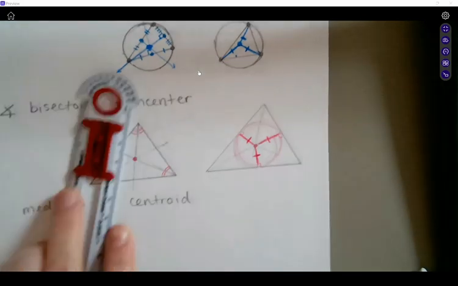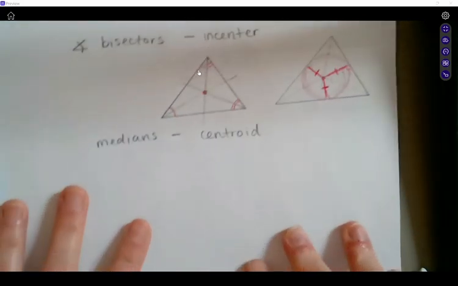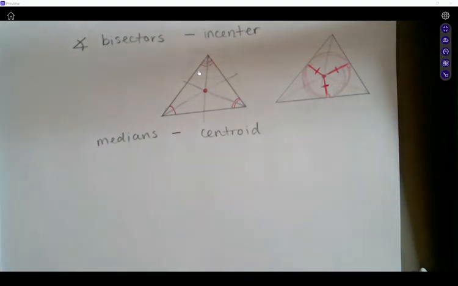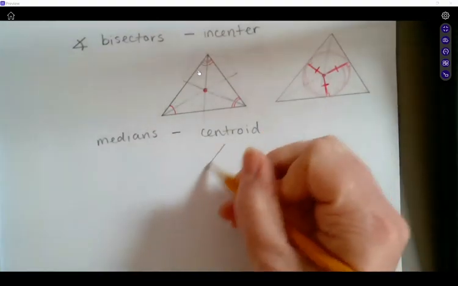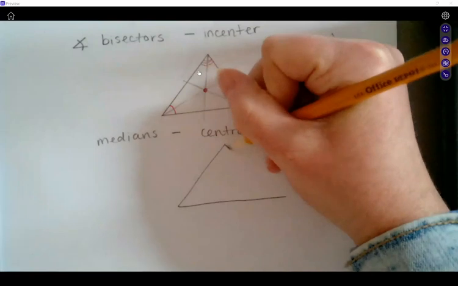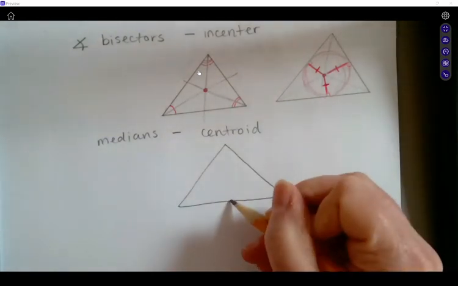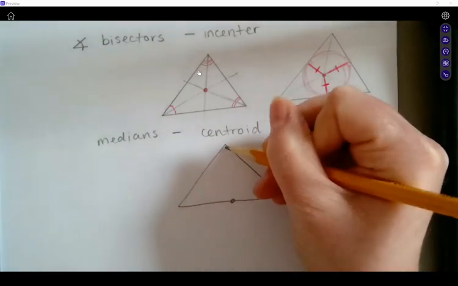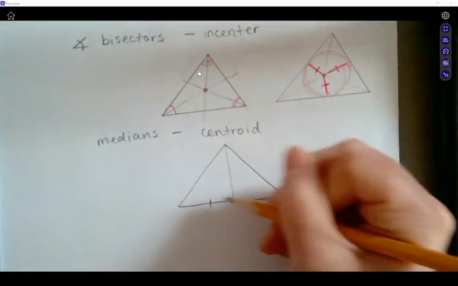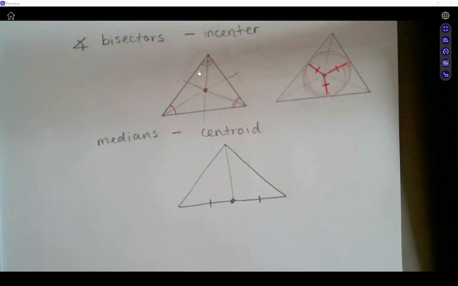Okay, and last but not least, I want to make note about what medians and centroids are. If we were to have a triangle, all a median is, is it connects from the midpoint of a side to the vertex opposite of it. So I'm going to go ahead and eyeball my midpoints and create one median. Okay, so I have constructed one median.